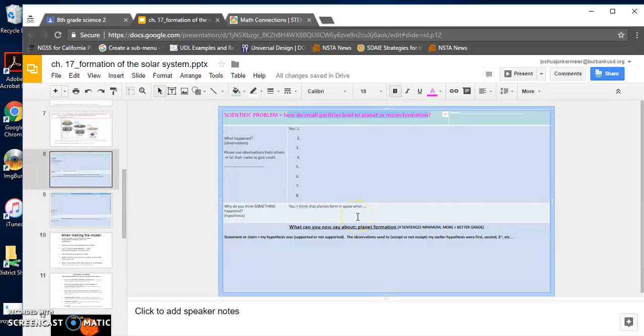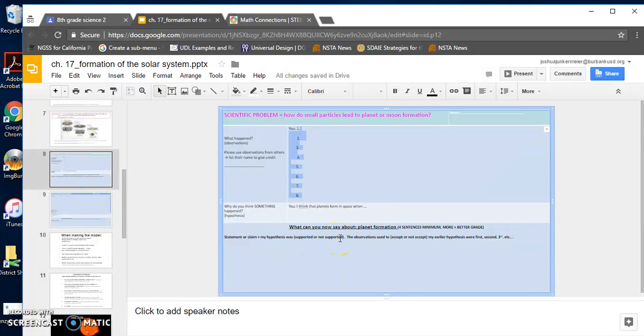If it didn't match, that's okay. You just put not supported. If what you wrote in this hypothesis was supported by what you saw in your observations, then you would choose supported. Which one you choose is based on what you observed up here, so these 8 observations. It's what tells you whether or not your hypothesis appears to be supported.